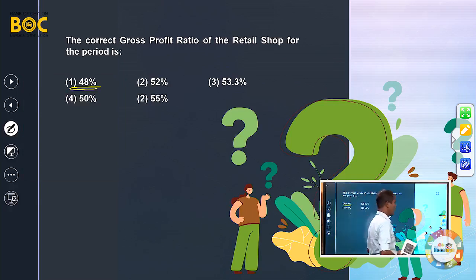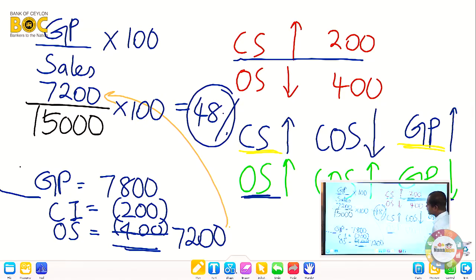If you want the steps, what we did: we calculated sales using cost of sales and given gross profit. Then for the given gross profit, we made the adjustment for inventory. We corrected the closing stock overstatement and the opening inventory understatement. That's question number 12.